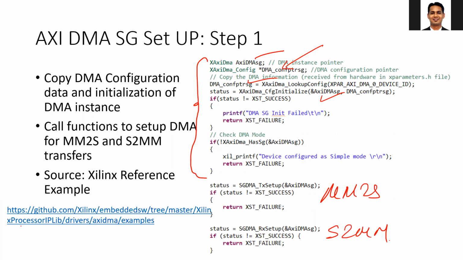For the DMA, there are various sample examples provided by Xilinx. This code is taken from that sample example, but it is modified as per our requirement. If you want to look at the sample example, please have a look at this one to get more details. Now let's focus on how to configure the MM to S and S to MM setup.